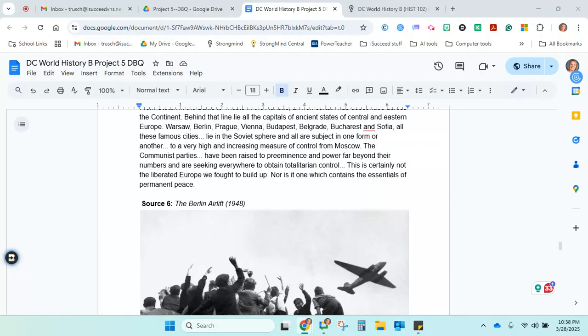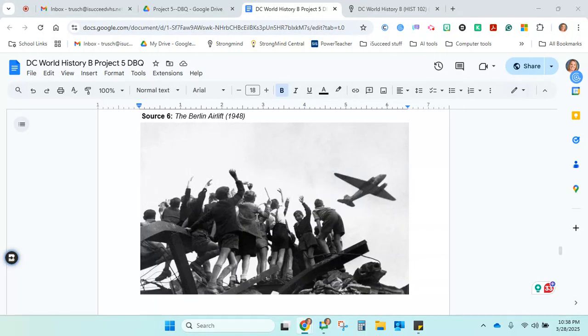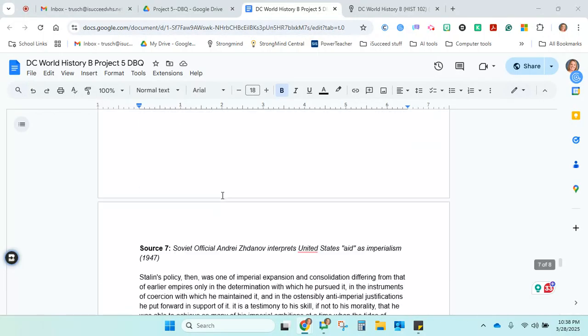All right. And then we've got a picture of the Berlin airlift where Soviet forces blockaded railroad and water access to Allied-controlled areas of Berlin. Okay, so there's a picture of that right there. Okay, so you could use that to say that this was started by Joseph Stalin because he was the one who was in charge of the Soviets at this time. Okay.